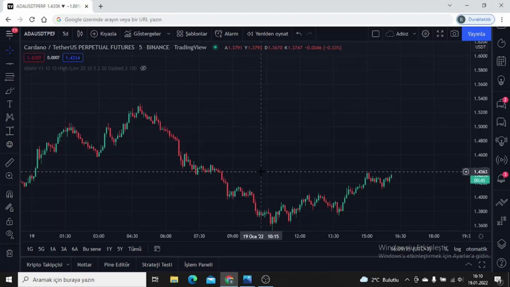With this indicator, let's not call it an indicator, let's say a moving average. We will determine the direction of the trend with the moving average. We will actually support those with each other.